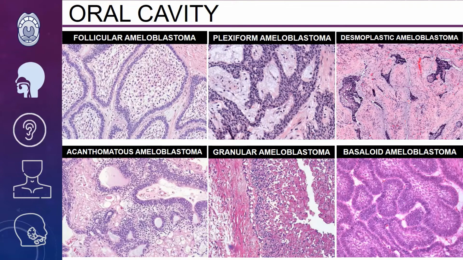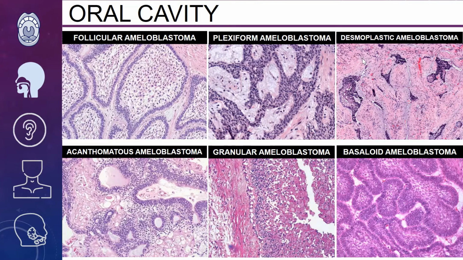There is an attempt to mimic the dental organ epithelium. The outermost cells resemble those of the inner dental epithelium of the developing tooth follicle. The cells are tall columnar cells with polarization of the nuclei away from the basement membrane. In plexiform ameloblastoma, it demonstrates irregular masses and interdigitating cords of epithelial cells.